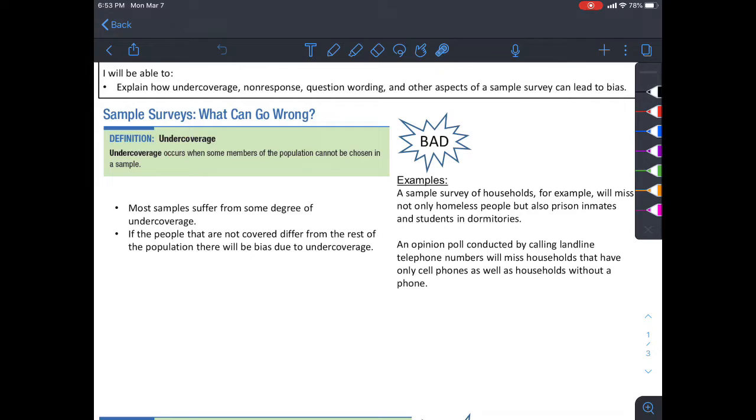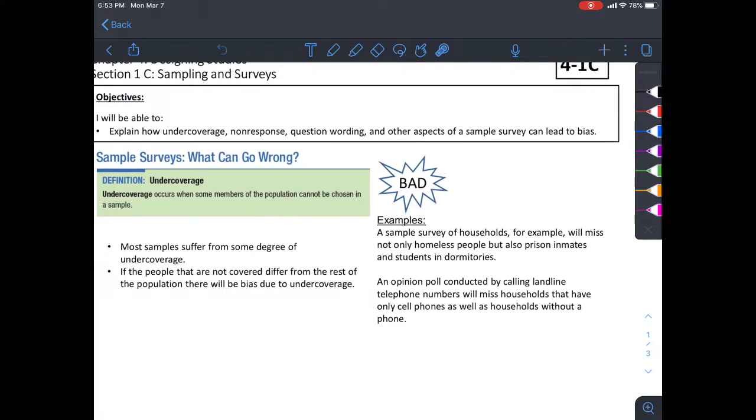Well, undercoverage is one of the very bad things that can happen during sampling. Undercoverage occurs when some members of the population cannot be chosen in a sample. So if you're systematically ignoring a group, that means that undercoverage is happening. Here are some examples. A sample survey of households, for example, will miss not only homeless people, but also prison inmates and students in dormitories. So if you are going to conduct a survey by going to households, you are ignoring specific groups of people. Just keep that in mind when you are doing these kinds of surveys, because these lead to undercoverage.